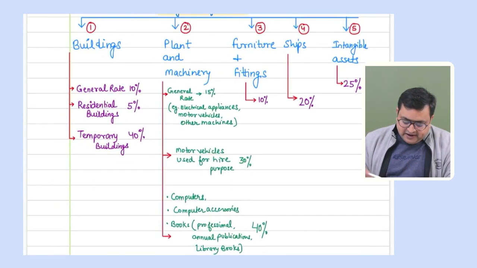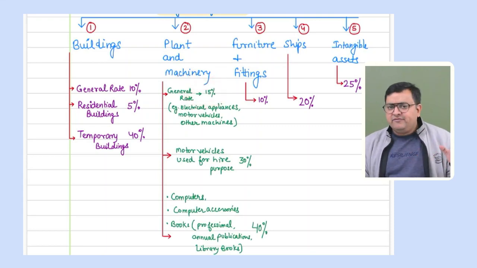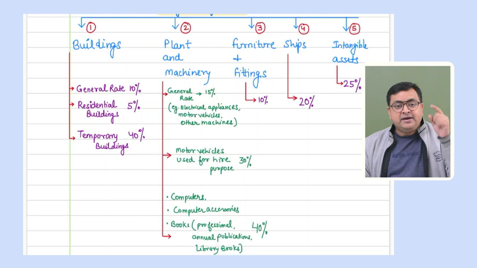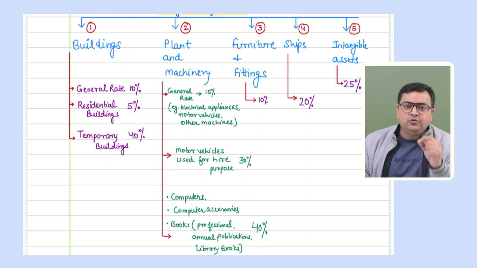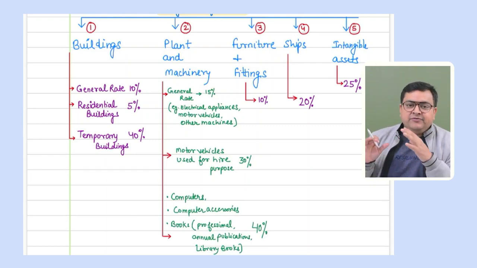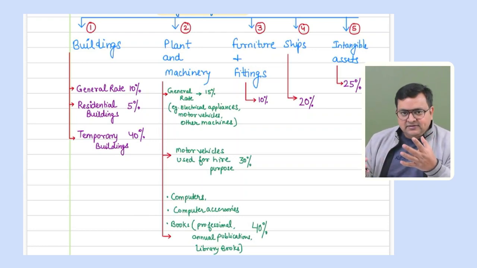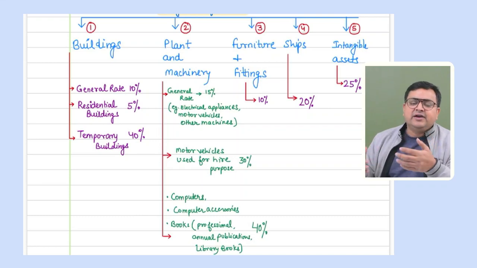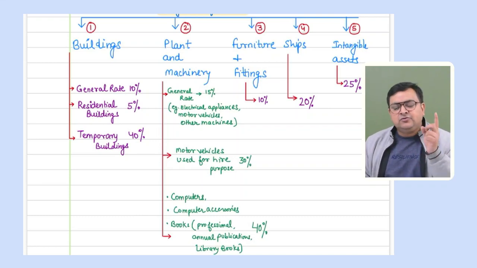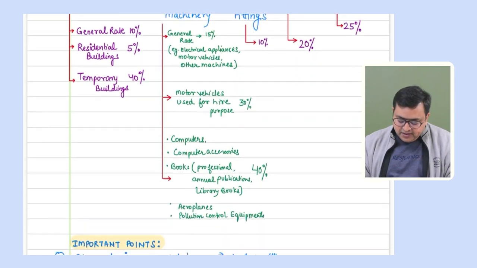Please understand, for plant and machinery, the general rate is 15%. Generally, appliances, motor vehicles and all, we will charge 15% rate. But if these motor vehicles are used in a business of hiring of motor vehicles, a goods carriage vehicle business or any other business where we give motor vehicles on hire, in that case, on such motor vehicles we will charge 30% rate of depreciation, right?